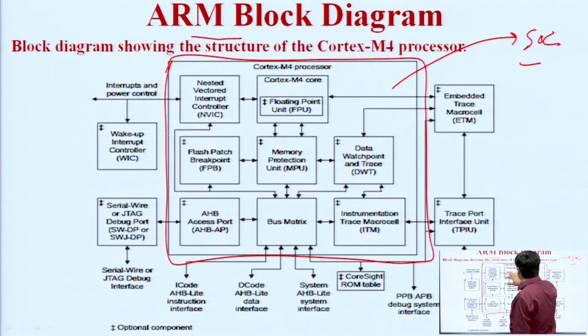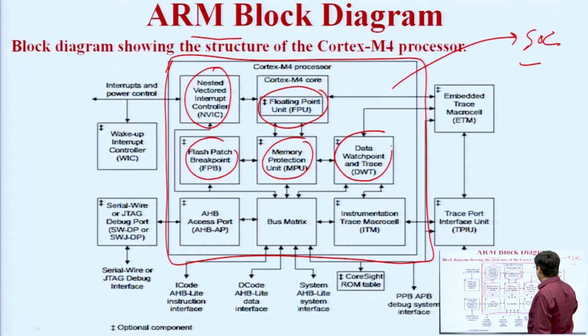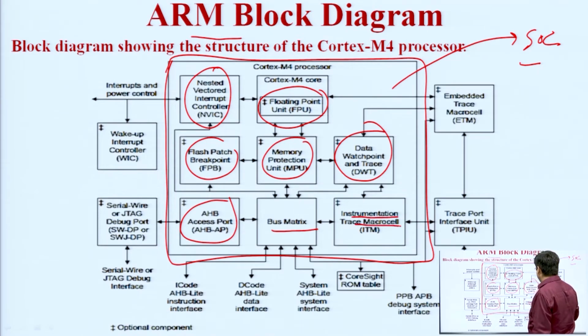So what are the various blocks available here? It has a nested vector interrupt controller, a floating point unit, a flash patch and breakpoint unit, a memory protection unit, a data watchpoint unit, an access port unit, a bus matrix, and an instrumentation trace macrocell unit. All these units are integrated on the same chip.